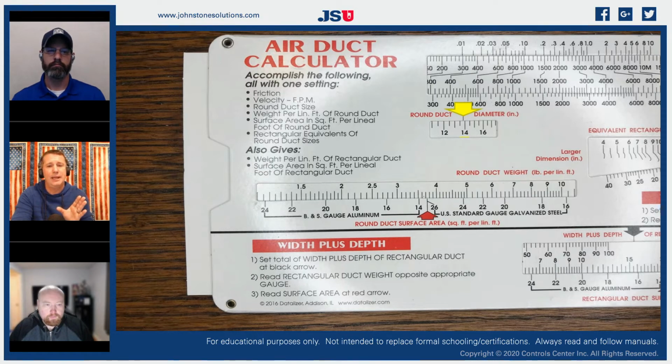Now, I'm going to use a 14-inch round. So if I needed to move 1,000 CFM on this system, I can use a 14-inch round on my supply or my return. But what if I'm not using a round?